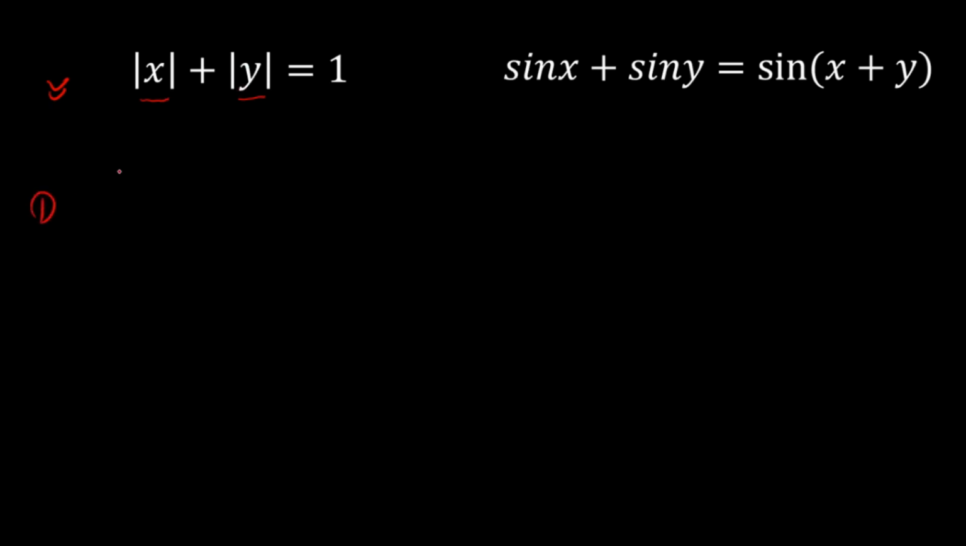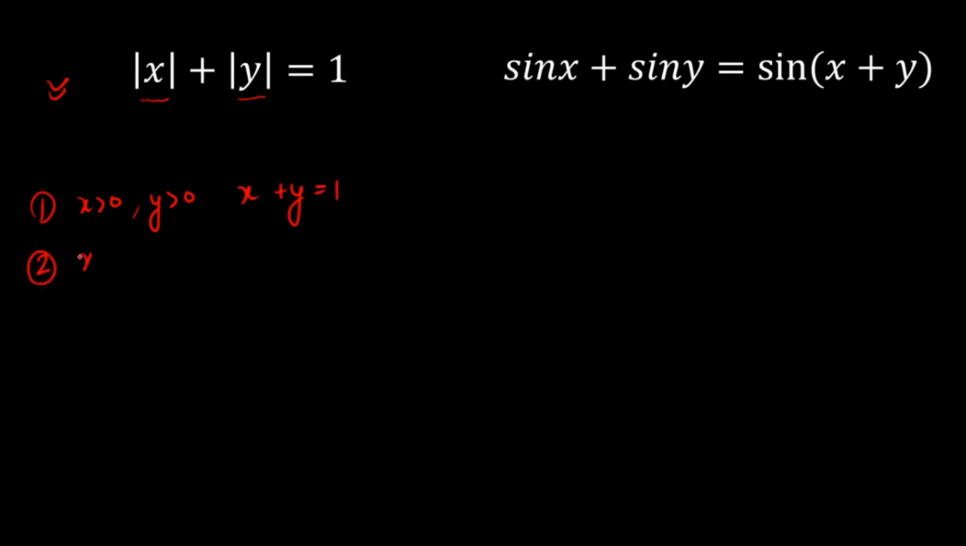So let's start with case 1, that is when x is positive as well as y is also positive. So I'm entering into the first quadrant. If x is positive, mod x will open as x and mod y will open as y. So our equation will be x plus y is equal to 1. So this is our first equation.